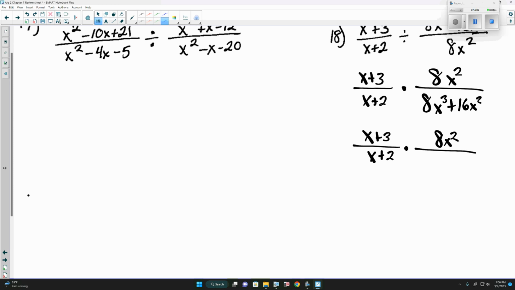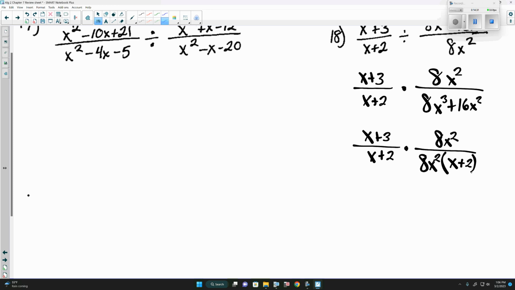The x plus 3 is not factorable. The x plus 2 is already simplified. It's not factorable. 8x squared is a single term. We can't do anything to it. However, 8x cubed plus 16x squared has a greatest common factor of 8x squared. And if we factor that out, we're left with x plus 2.